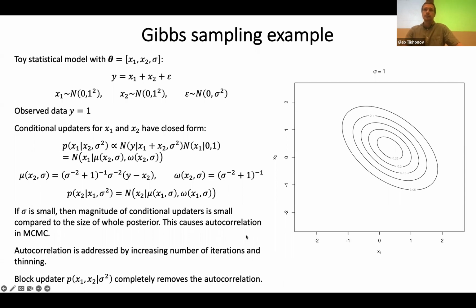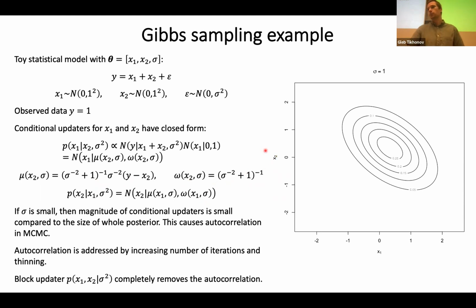Again, we think that we have observed a single data point from such a statistical model, and as I've told before, we can sometimes derive conditional updaters for Bayesian sampling, for posterior MCMC sampling. And in this case, we can derive them in closed form. Given that x1 and x2 are symmetric in this model, both conditional updaters are going to have the same structure. Both of them are normal distributions with mean and variance given through these expressions.